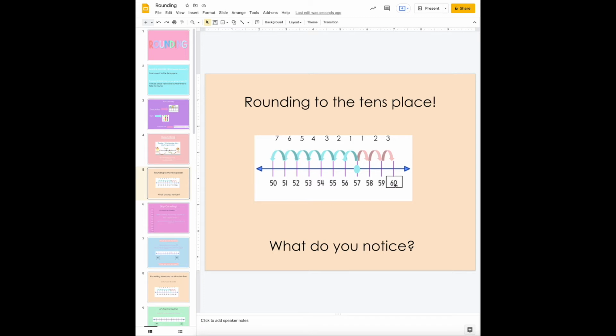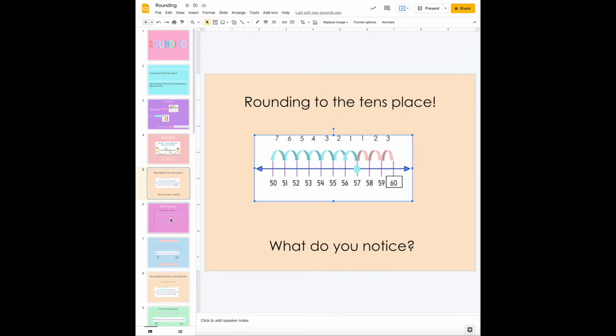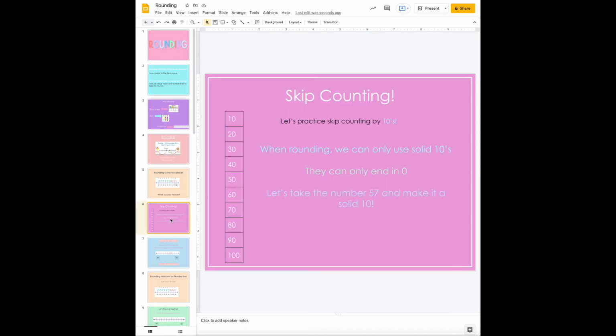So we would say 57 rounds to 60. Now remember, this is going to change depending on which place value we're rounding to, but today we're rounding to the tens place, so we want to use full tens. To do that, we have to know how to skip count. We need to know our tens. When rounding, we can only use solid tens. They end in 0. So let's count: 10, 20, 30, 40, 50, 60, 70, 80, 90, and then 100.